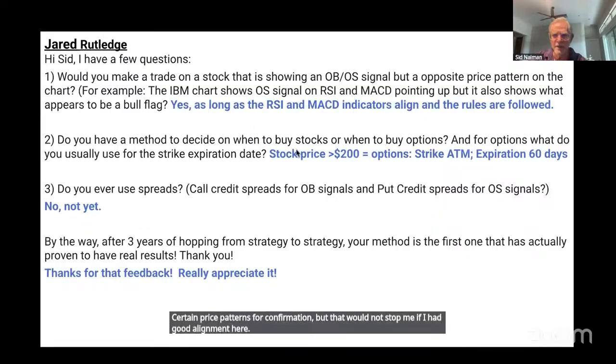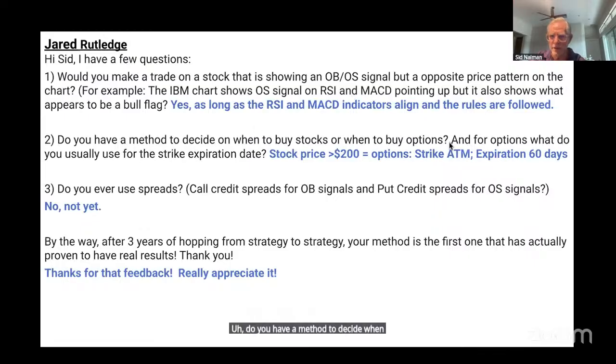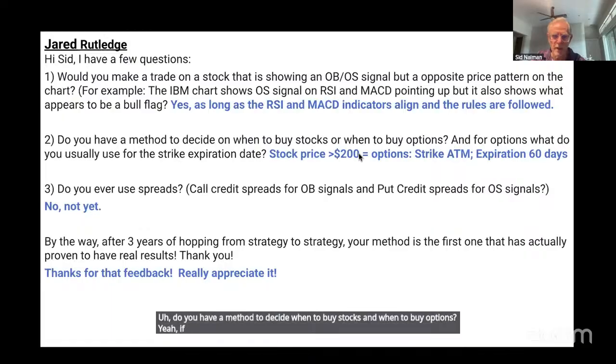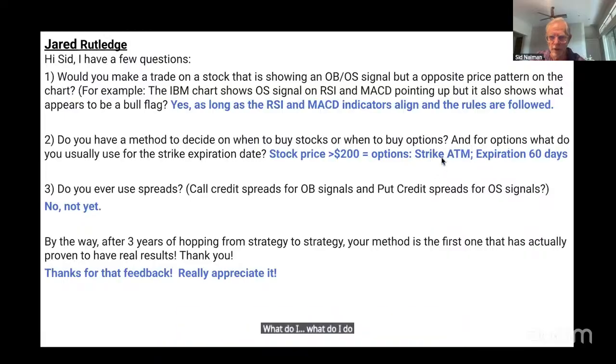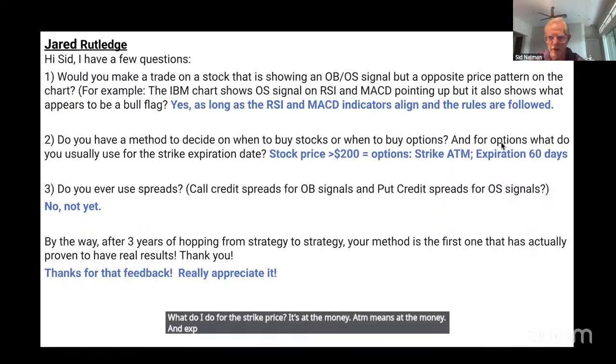Do you have a method to decide when to buy stocks and when to buy options? Yeah, if the stock price for me is greater than 200, I'll probably look at options. What do I do for the strike price? It's at the money. ATM means at the money. And expiration, I go out 60 days for options. Now, don't be concerned about this if you're not doing options. Options are pretty complicated. It takes a long time to understand them, at least a year of studying them. So if you're doing shares, don't worry about the option piece here.